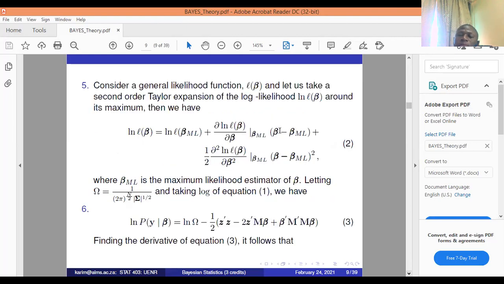Now, you have done Taylor expansions, right? Have you done something on Taylor expansions? The first Taylor expansion, the second Taylor expansion. Have you done something on that?